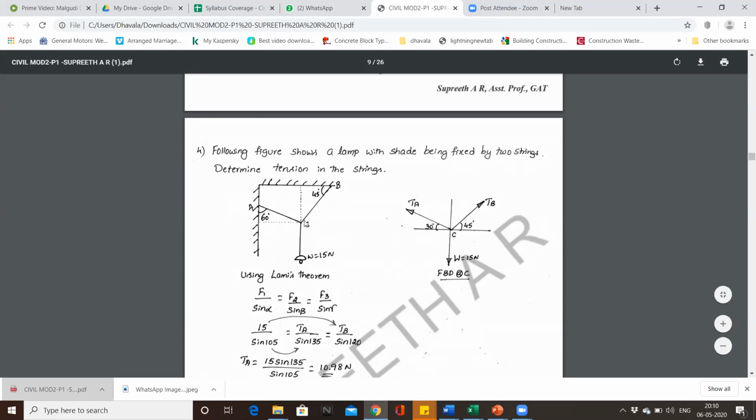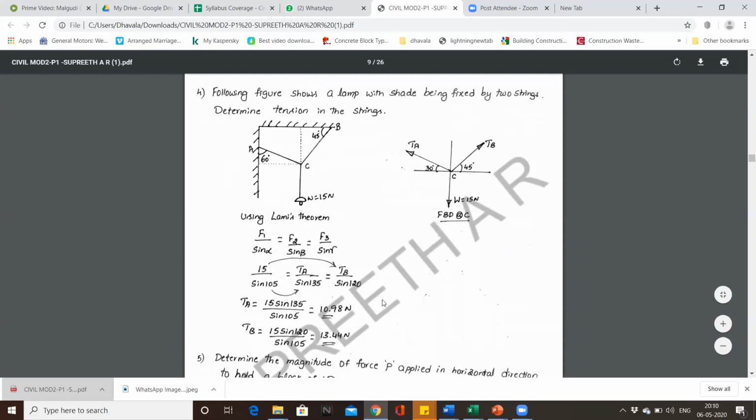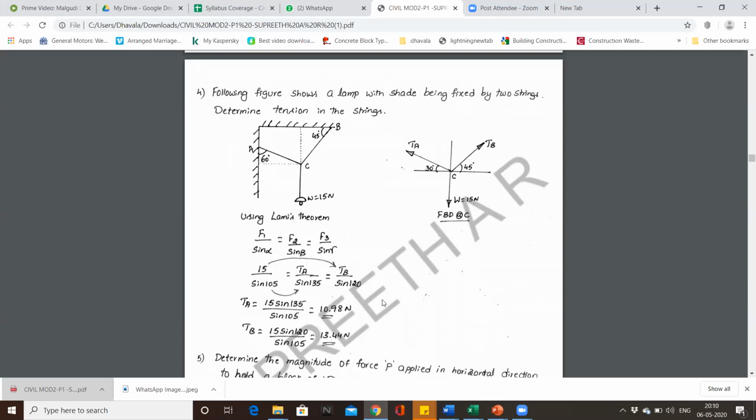If this is 45, the alternate angle will be equal to 45°. If this is 60, this angle will become equal to 30°. So since we know all the angles, this total angle will be equal to 90 plus 30. This angle will be equal to 90 plus 45 and this angle will be equal to 180 minus 45 minus 30. So applying Lami's theorem, we get the solution as TA equal to 10.98 newtons and TB equal to 13.44 newtons.